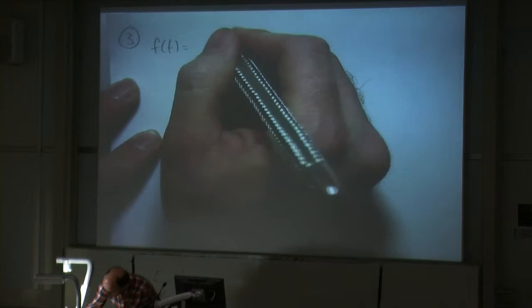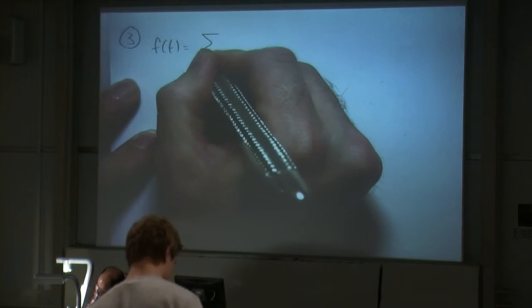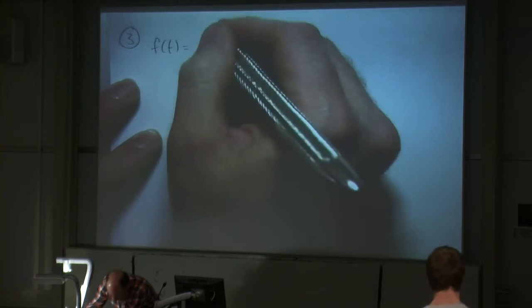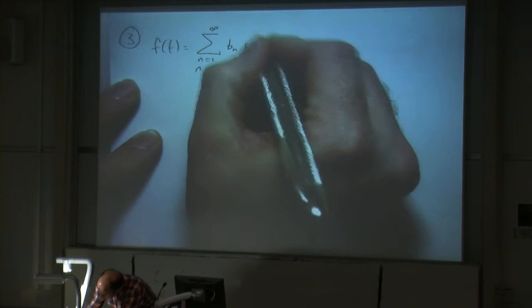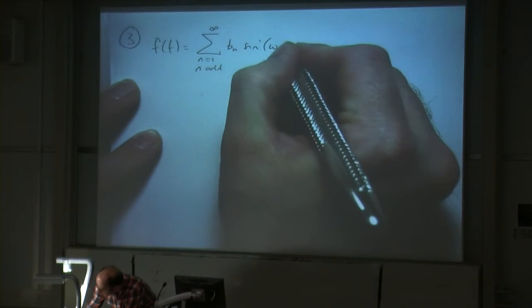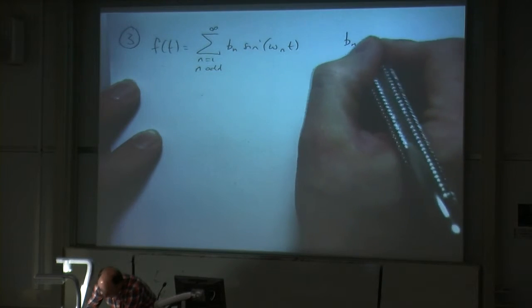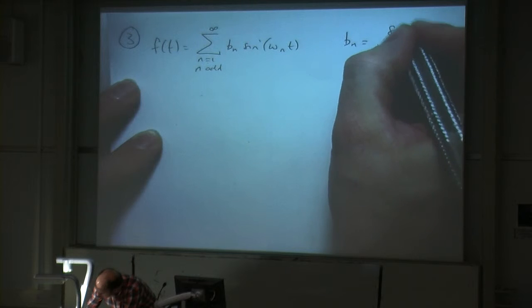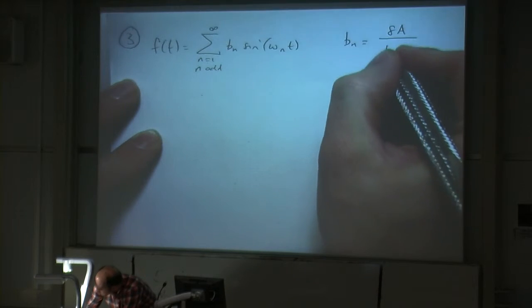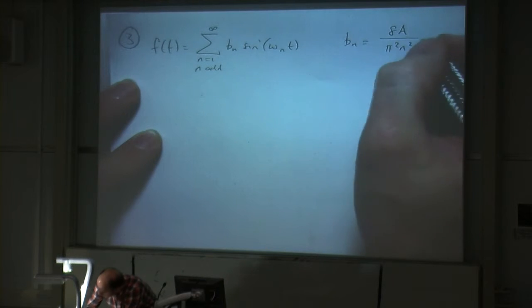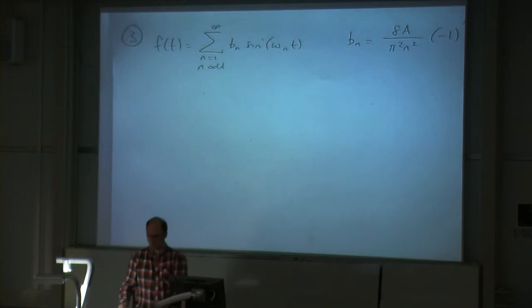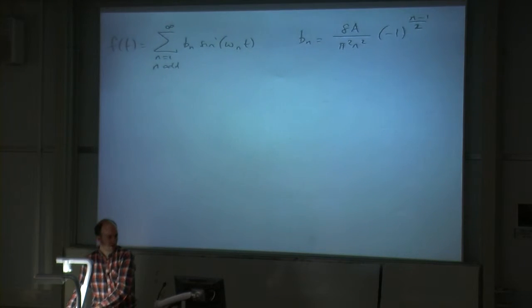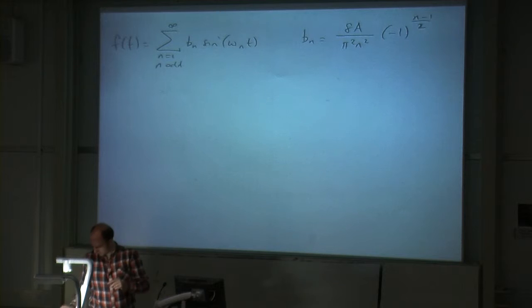And f of t is the sum from n equals 1 to infinity, where n is odd, of bn sine omega nt, where bn equals 8a divided by pi squared n squared, times minus 1 to the power of n minus 1 over 2. So that's the solution for f of t. Let's zoom out just a touch.